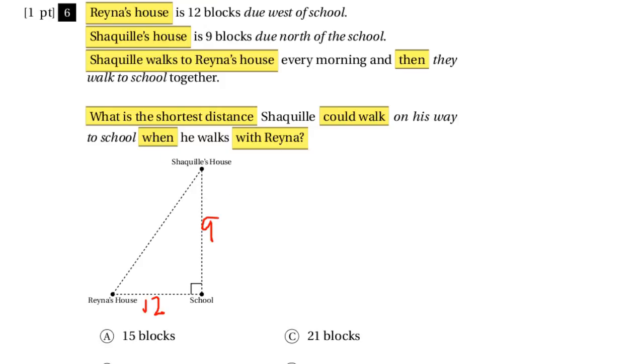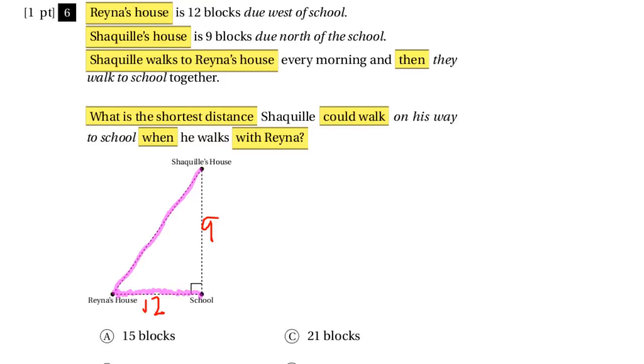Now the question that they're asking is, what is the shortest distance Shaquille could walk on his way to school when he walks with Raina? So if we take a look here, Shaquille, when he goes to school with Raina, first he's going to walk this entire route right here to Raina's house. And then the two of them are going to walk along this line to get to school.